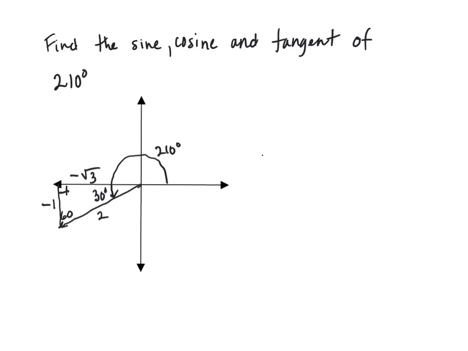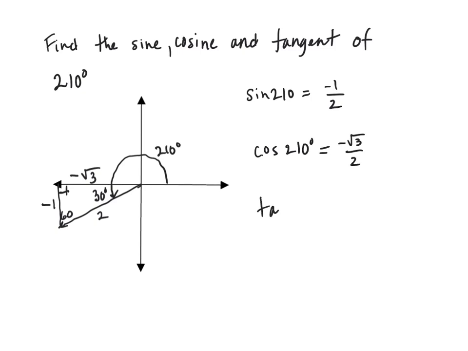So if we're asked to find the sine of 210, we use our reference angle of 30 degrees. And sine is opposite over hypotenuse, and our reference angle 30, opposite is negative 1. And the hypotenuse is 2. The cosine of 210 degrees, cosine is adjacent over hypotenuse. Our reference angle of 30, adjacent is negative root 3, and the hypotenuse is 2.